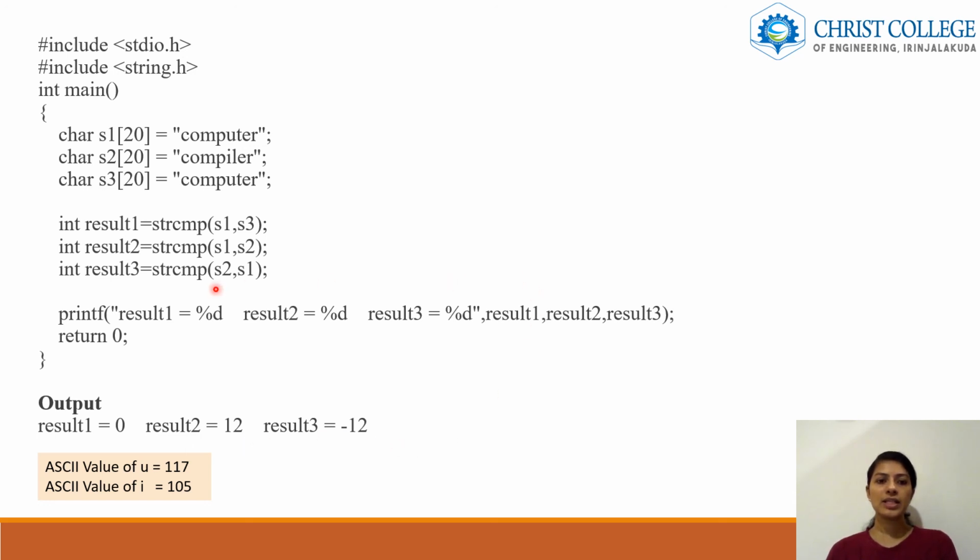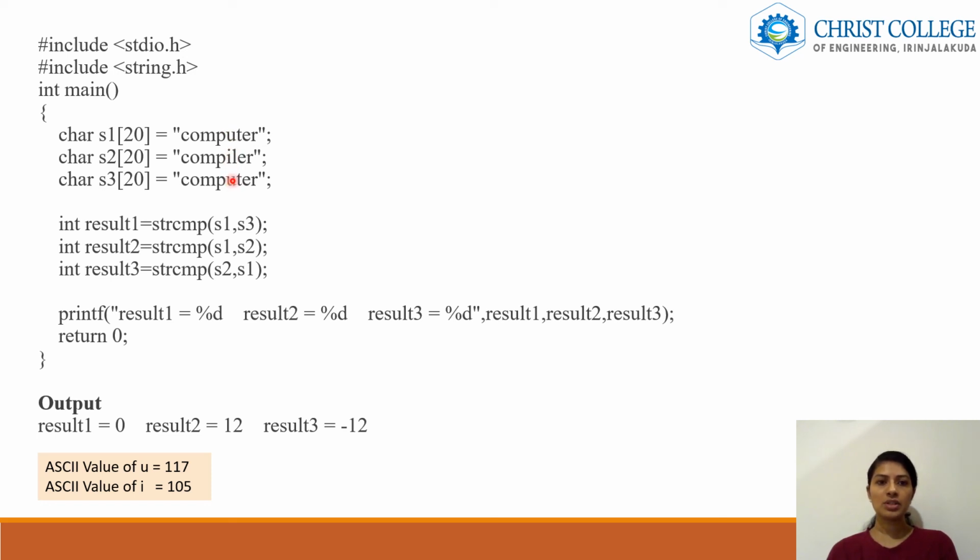Now let us see the next function called strcmp of S2, S1. That is S2 is compiler and S1 is computer. So here the comparison again starts from the 0th position. C and C both are equal. O and O both are equal. M and M both are equal. P both are equal. When the comparison reaches here, there is a mismatch.